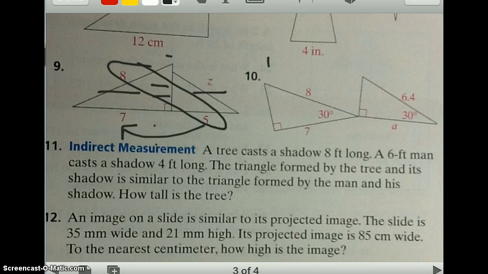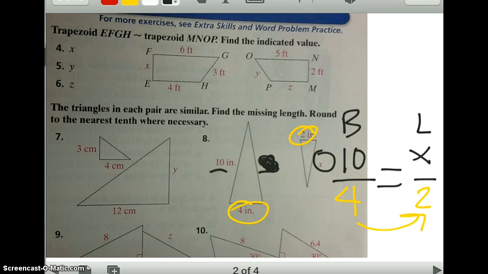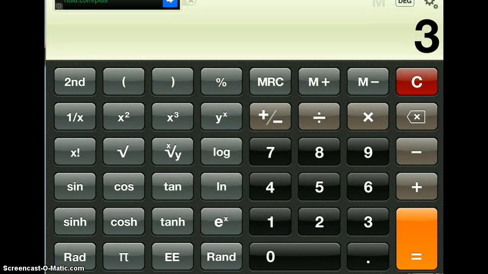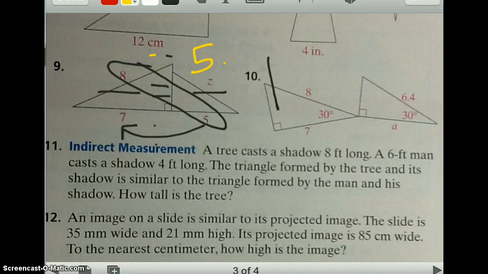But if I were to look back up on these directions, look at this. It says, the triangles in each pair are similar. Find the missing length. Round to the nearest tenth where necessary. See, it wasn't so bad. If you read the directions, amazing things can happen, and life is not so hard. So we got 5 point, I don't even remember what it was, 5.7 something. So really, I think it was 5.71. So I can just go back and say, all right, 5.7 is my answer. There's no label there. All is well.